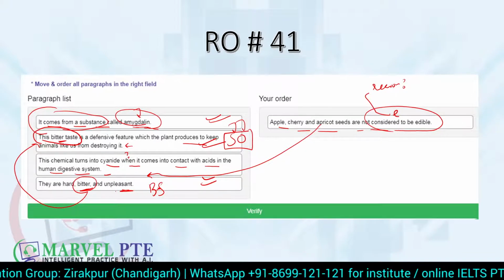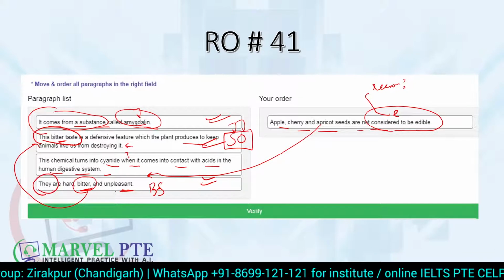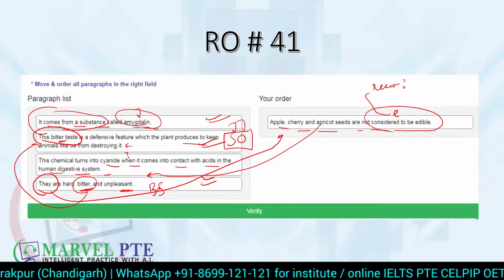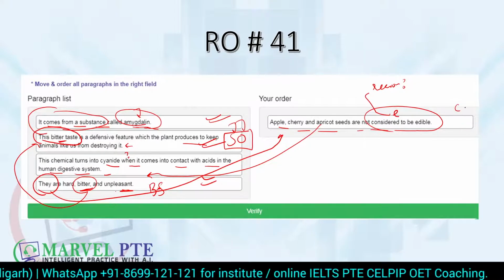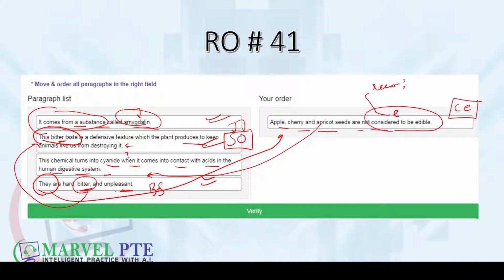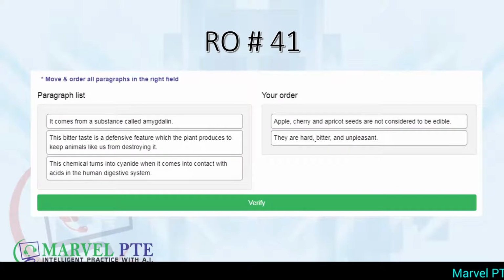Why? Because यहाँ पे they है, एक pronoun यूज हो रहा है. किसके लिए यूज हो रहा है? एप्पल, चेरी एंड एप्रिकॉट सीड्स के लिए. सो आप यहाँ पे देखिए कॉज एंड अफेक्ट रिलेशनशिप आपको फाइंड आउट करके यू कैन सी दैट यस, ये पेयर बन रहा है. So now this is they are hard, bitter and unpleasant.